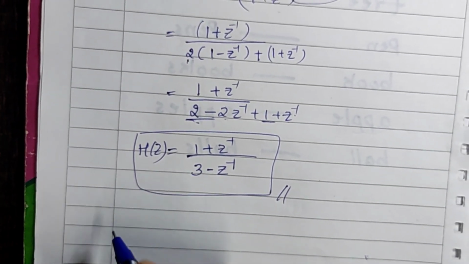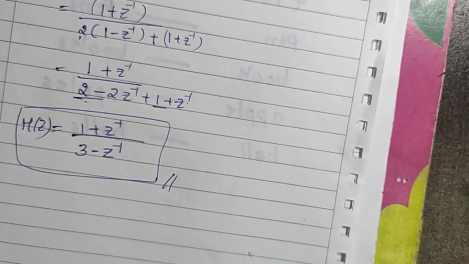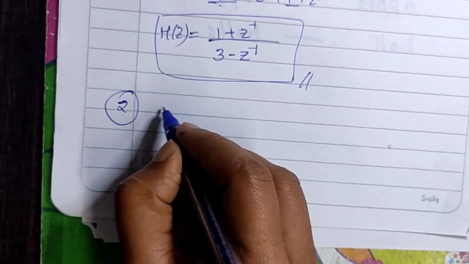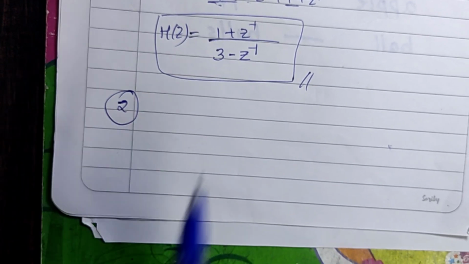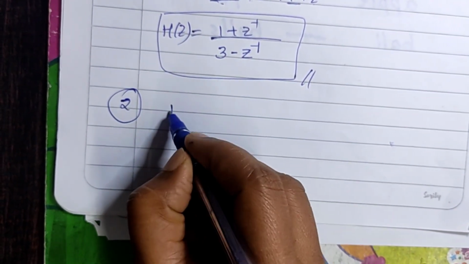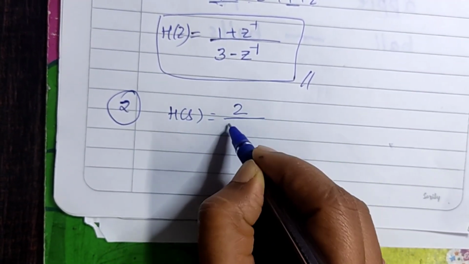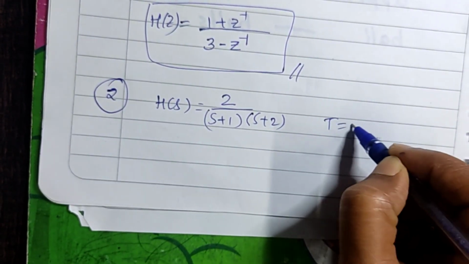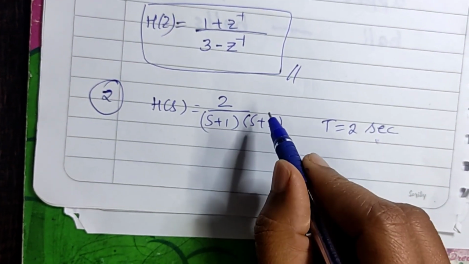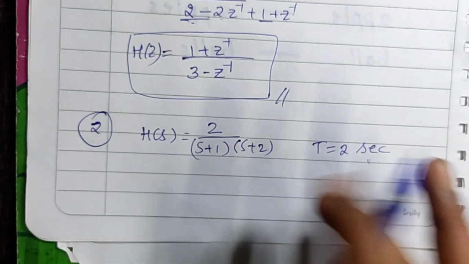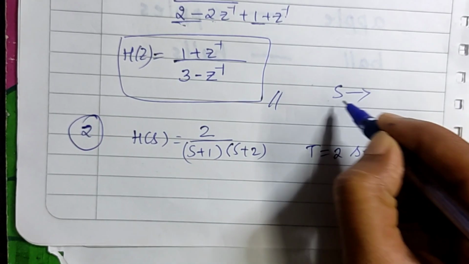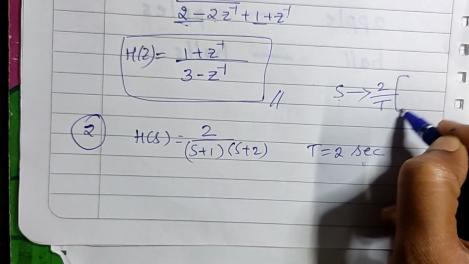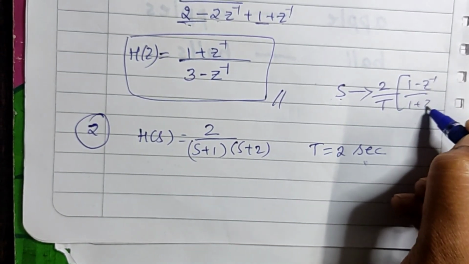We'll have another example, which is now calculate, design, or you can say apply BLT for the system H of s is equal to 2 divided by (s plus 1) into (s plus 2), for T is equal to 2 seconds. How can we apply the bilinear transformation? As we said, it is quite easy. Just we have to substitute s by 2 by T into (1 minus z raised to minus 1) divided by (1 plus z raised to minus 1).